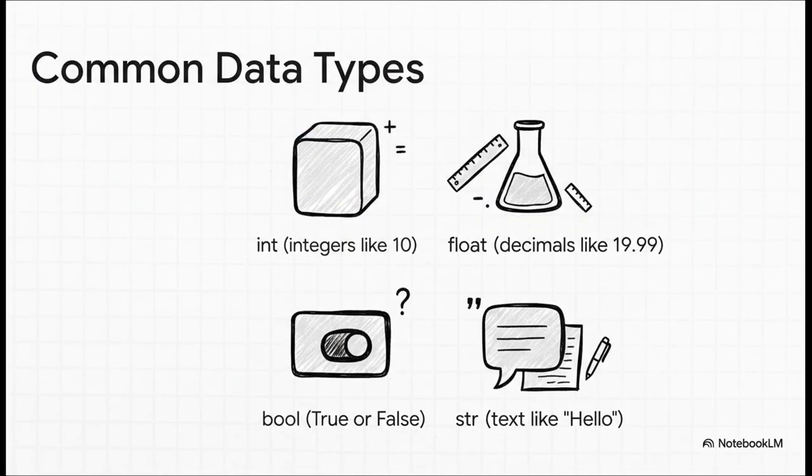Now, these boxes are actually designed to hold different types of information. You've got your int for whole numbers, float for numbers with decimals, bool for simple true or false values, and str, or strings, for any kind of text. And knowing the type is absolutely crucial because you can't do math with text.